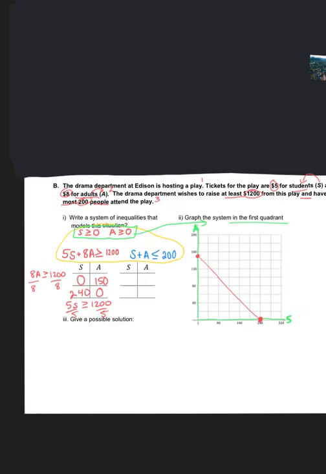Now if I plug 0 in for S, I get 5 times 0, which is 0. Let's use my blue for my test point. So 5 times 0 is 0. I know that 8 times 0 is also 0. Is 0 greater than or equal to 1,200? Nope, this is false. So we are going to shade away from 0, 0 on our graph. Like so.